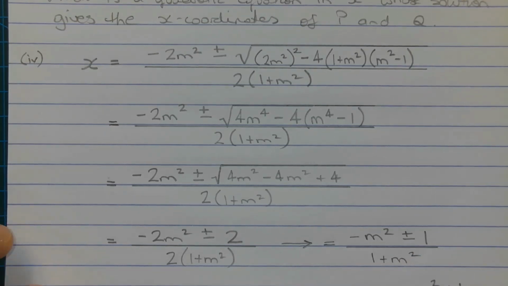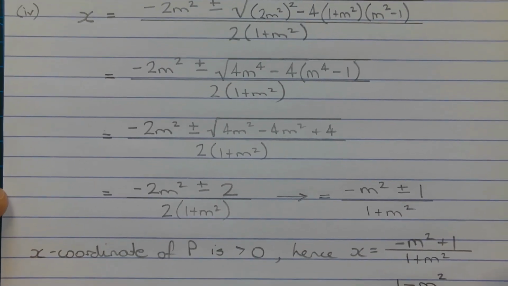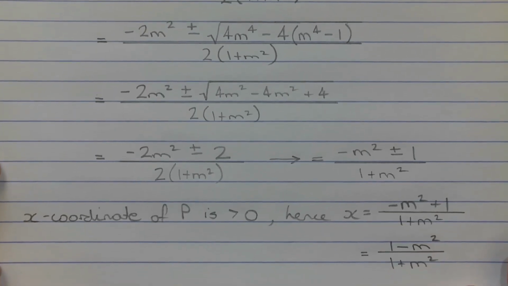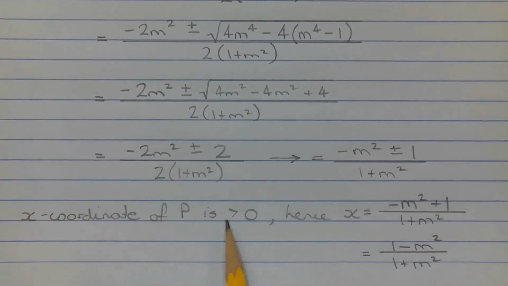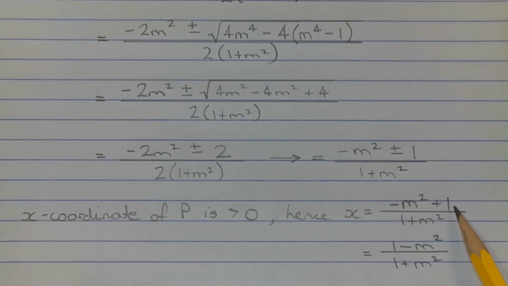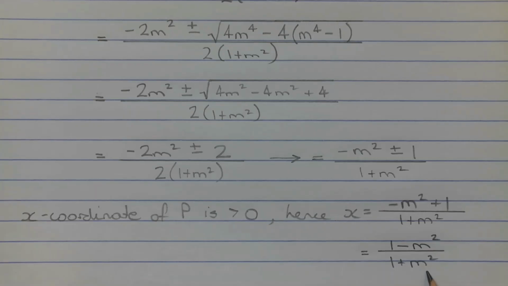Now we know that the x-coordinate of P is positive. It's greater than 0. The other solution is the x-coordinate of point Q, which we know is negative 1. Hence x equals negative m squared plus 1 over 1 plus m squared, which is equal to 1 minus m squared over 1 plus m squared.